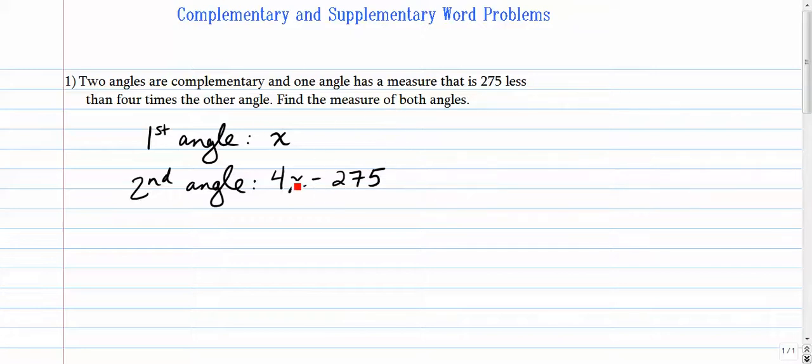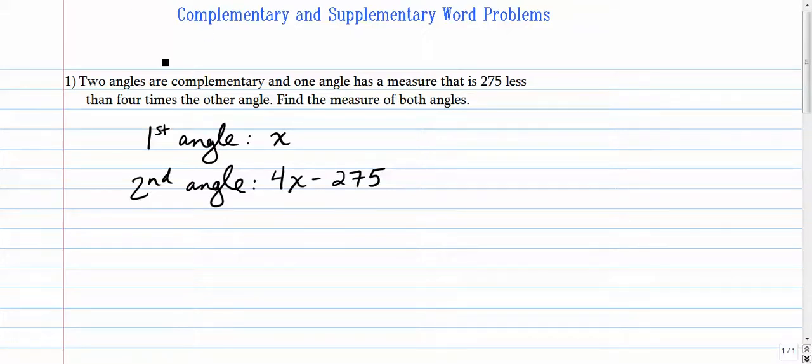Now be careful not to mix these up. This would be the incorrect way to express 275 less than 4 times the other angle. You're mixing them up, so we want to avoid that at all costs.